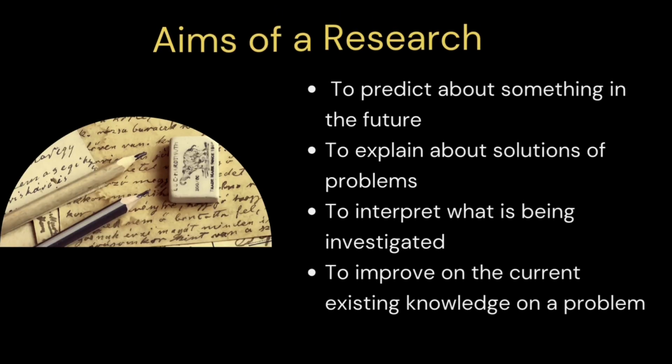Next is aims of a research. One aim is to predict something in the future. Something like, if you don't do this, this might happen. Another aim is to explain solutions to problems. Research is all about solving a problem, right? The third one is to interpret to readers what is being investigated. The readers need to know your reason for conducting a particular research.